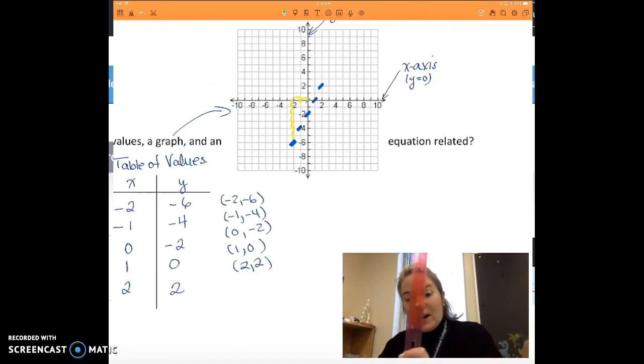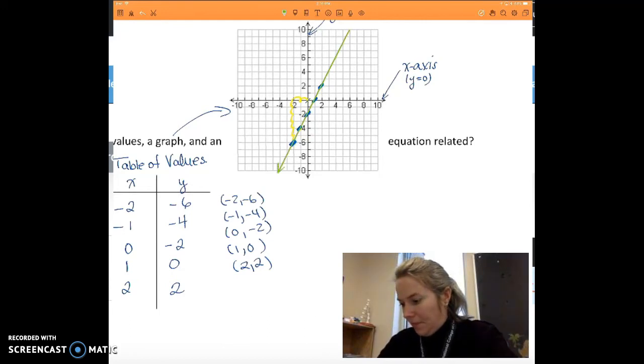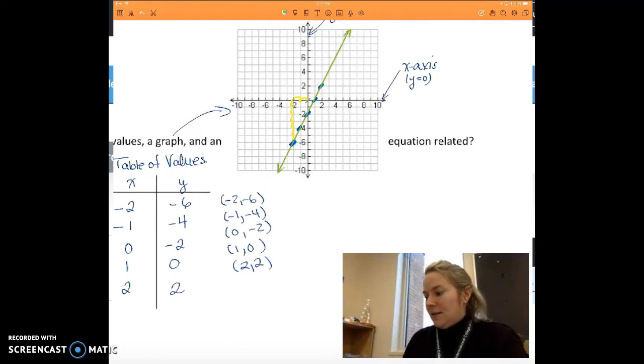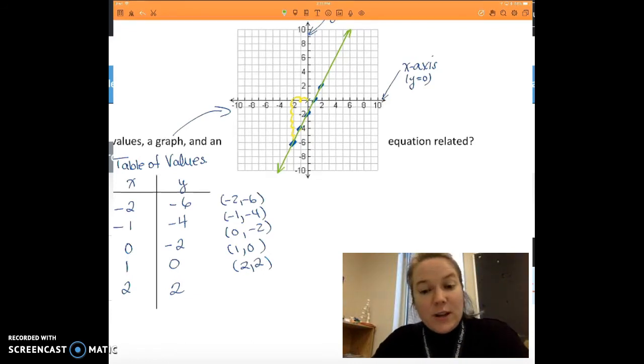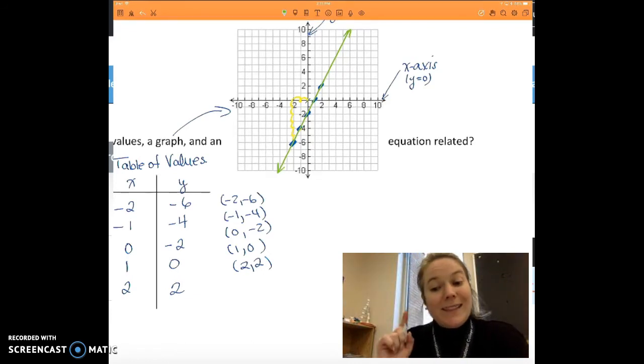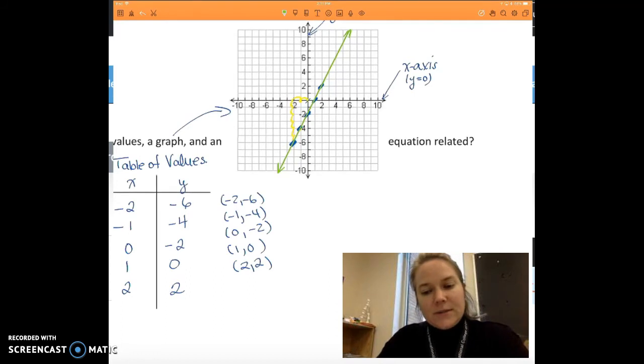So I'm going to use my ruler, and I'm going to show you what happens when you join these together. So I've created a straight line. I've created a linear relation. I know it's linear because it makes a straight line.